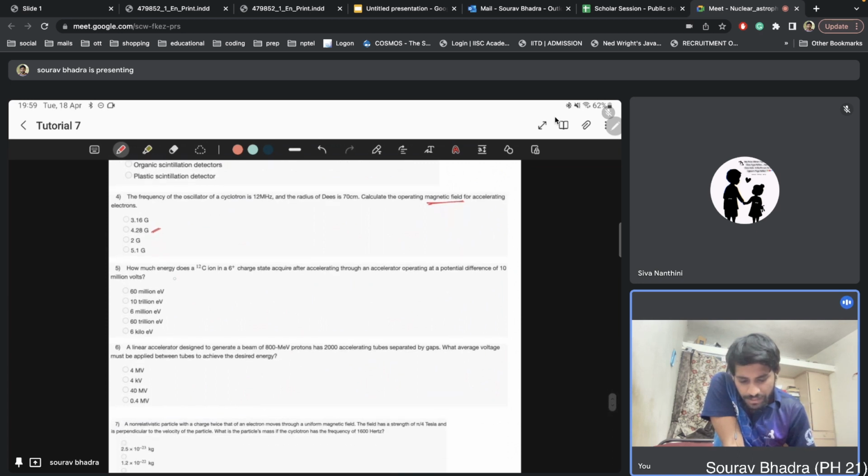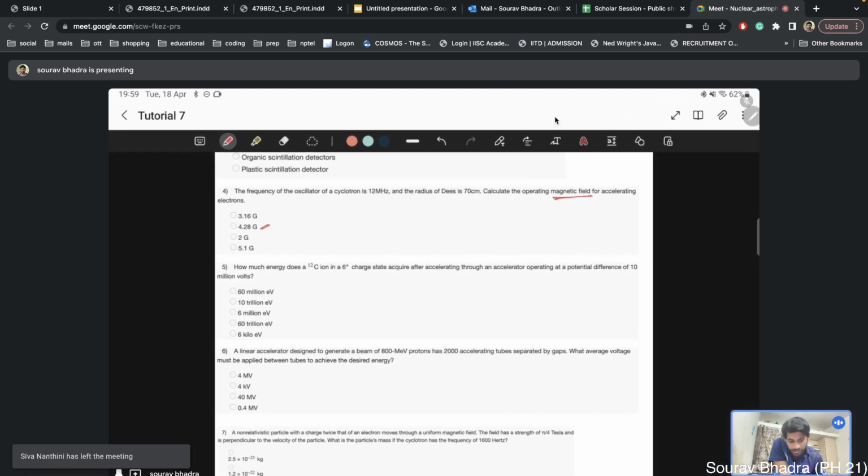The second: how much energy does a 12C ion in a 6+ charge state acquire after acceleration through a linear accelerator? Here you can see it is a linear accelerator question, and the potential difference is given. I have told you that the energy gain is actually QV. Q is given as 6e and V is 10 million volts, that is 10 into 10 to the power 6 volts. So in electron volts it will be 60 into 10 to the power 6 electron volts, that means 60 MeV. Just a very small problem, equals QV.